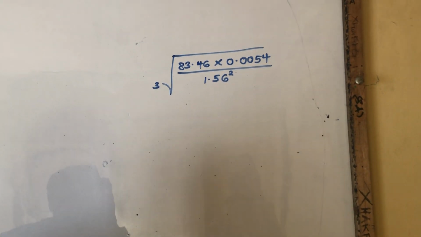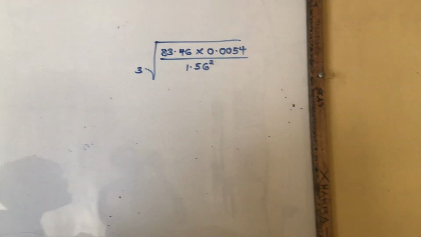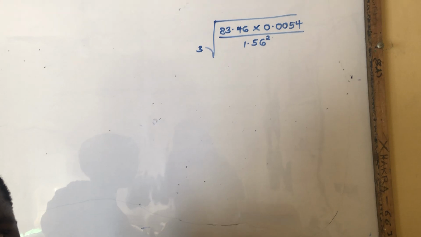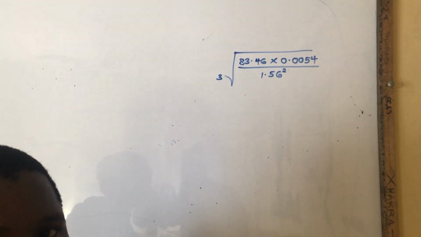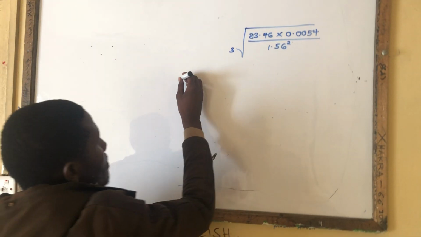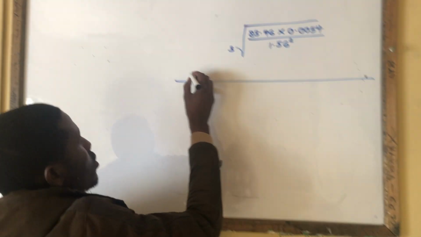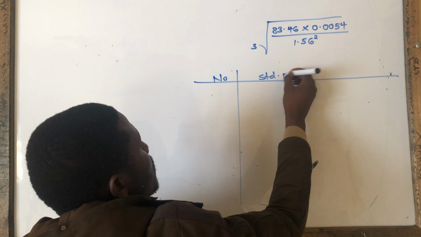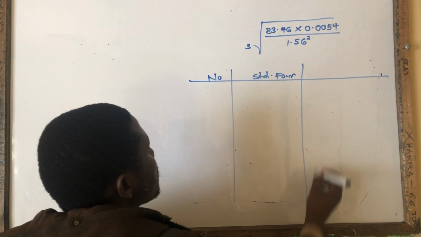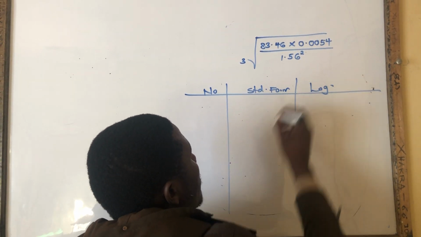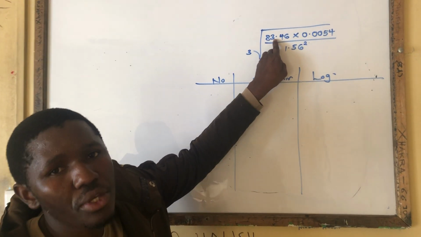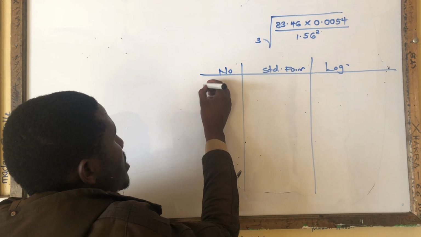What do we do? Like I mentioned earlier on again, the standard procedure of solving questions of logarithms is the use of a table. Let's come up with our table once again. We will have the number, then the standard form of the number, then finally the log of the number. Let's start. The first number there will be 83.46.